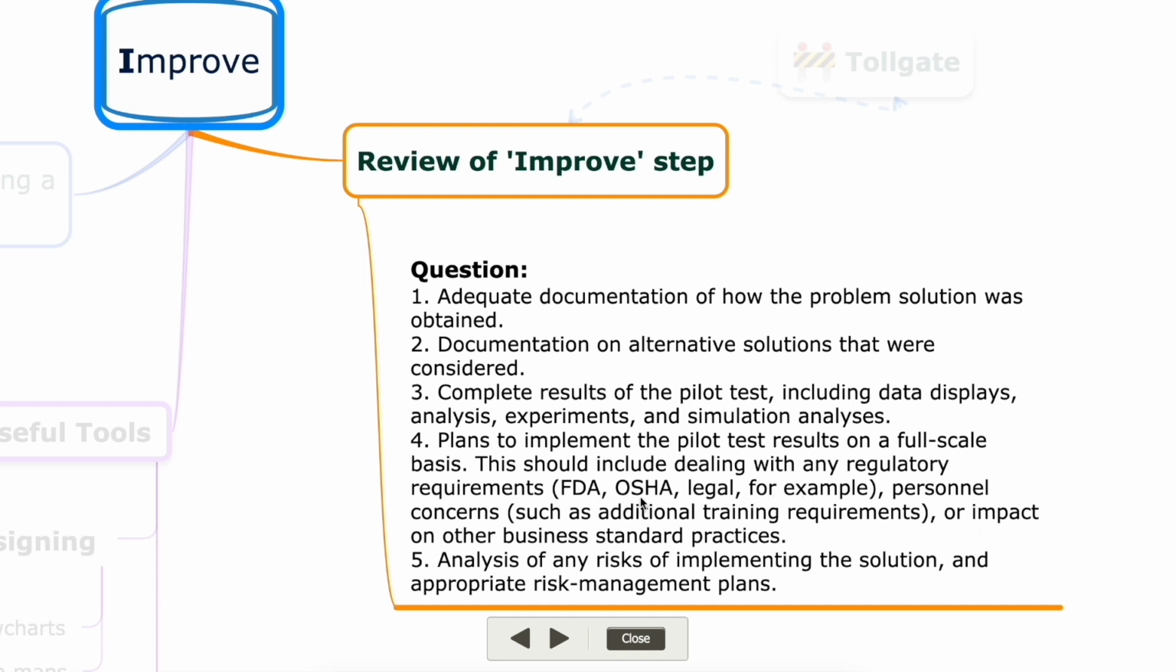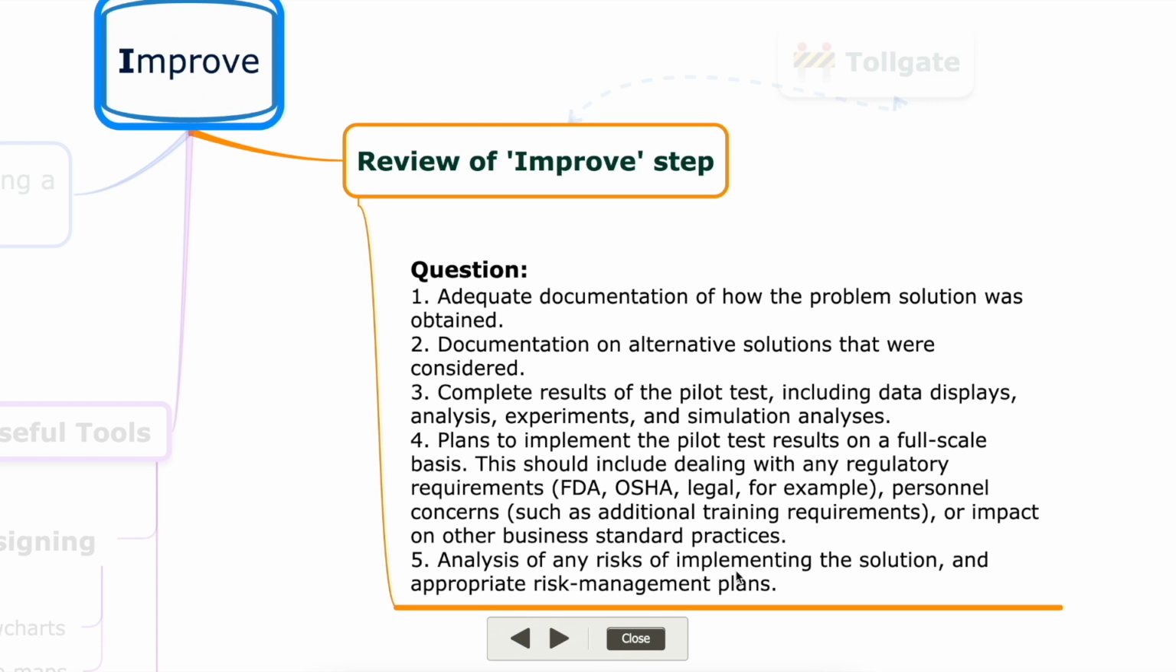This should include dealing with any regulatory requirements, which are FDA, OSHA, legal. These are the regulatory authorities which certify if the process is safe and useful, safe and lawful or not. So we have to comply with those also. And personnel concerns such as additional training requirements or impact on other business standard practices. So all these things must be included in the documentation of the improve step.